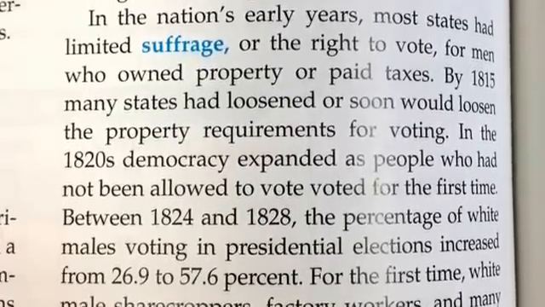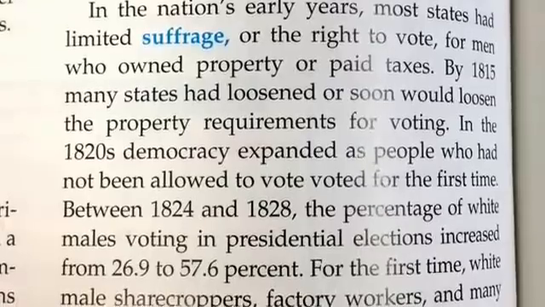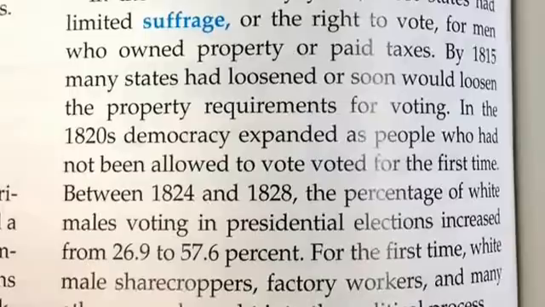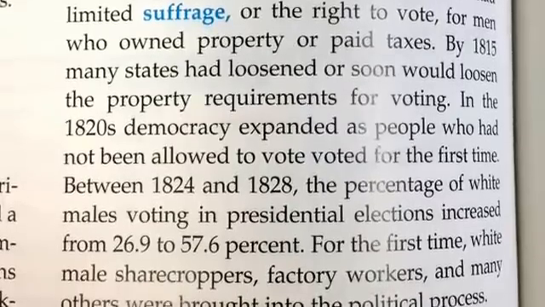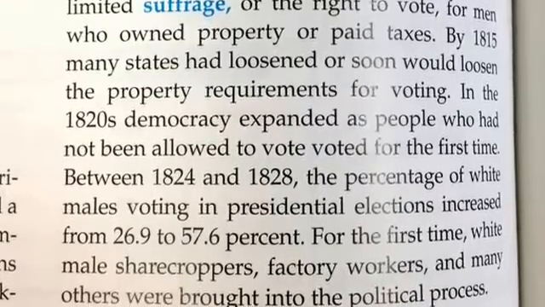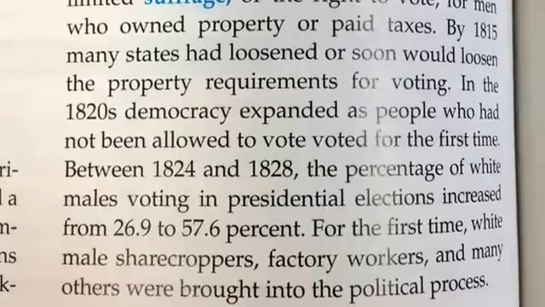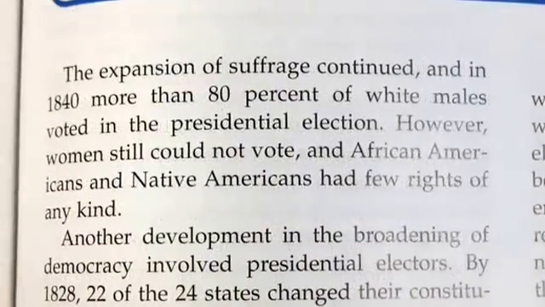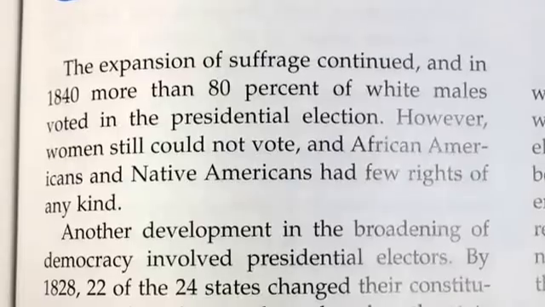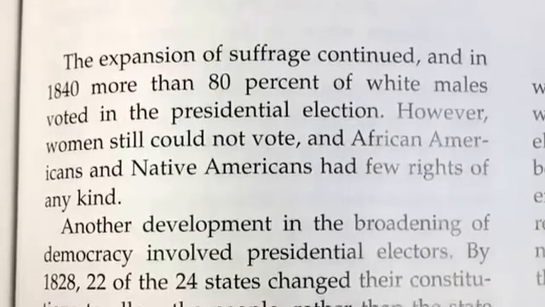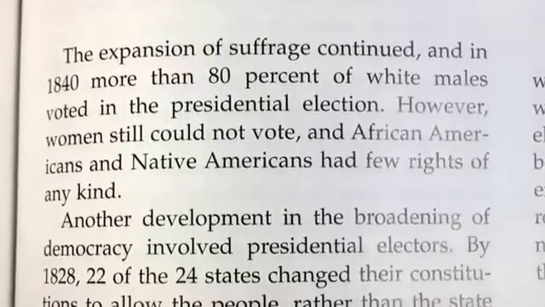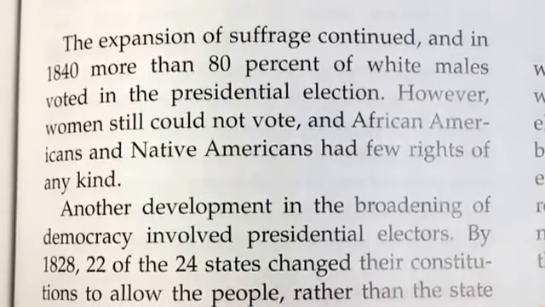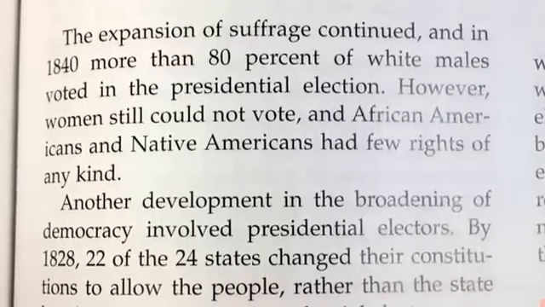For the first time, white male sharecroppers, factory workers, and many others were brought into the political process. So between 1824 and 1828, your working poor, your factory workers, your sharecroppers finally were able to vote. They didn't have to be rich. They didn't have to be property owning, but they did have to be white and they did have to be male. The expansion of suffrage continued, and in 1840 more than 80% of white males voted in the presidential election. However, women still could not vote, and African Americans and Native Americans had few rights of any kind.